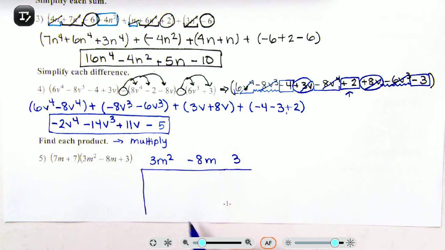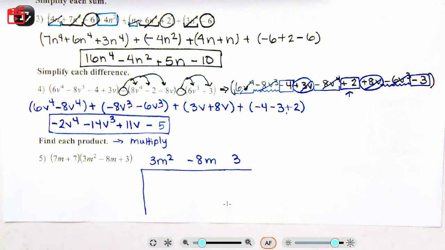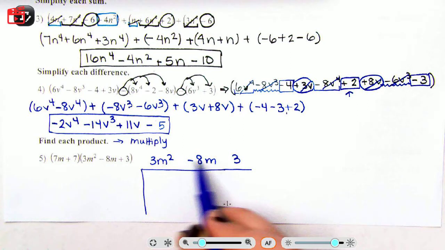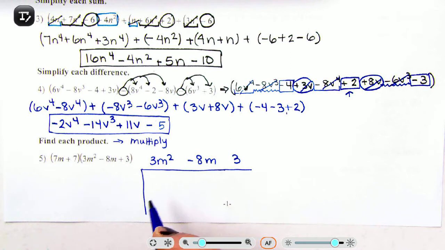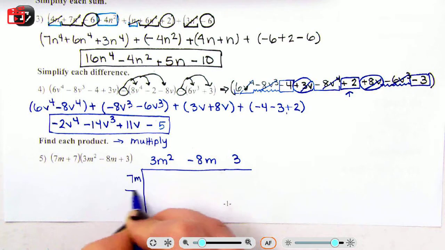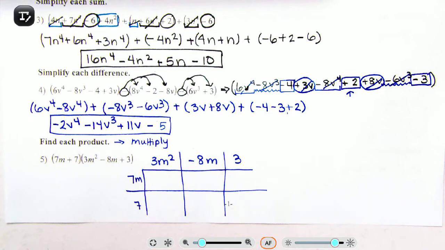When you're doing the box method, you're writing each term. It doesn't matter which one's on top, which one's on the side. Because of my limited space, I'm choosing the shorter one to be on the side and the longer one to be on top. So write each term, leave some space between it. And then same thing here, we're writing each term, leave some space between it. Again, the sign, plus or minus, goes with it.